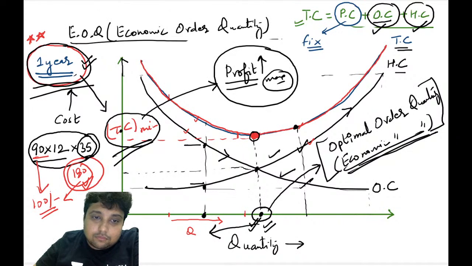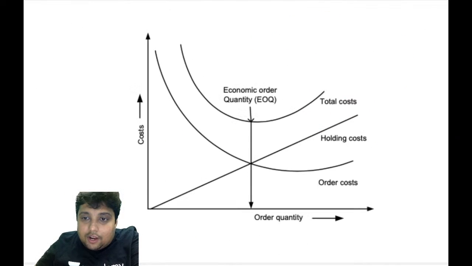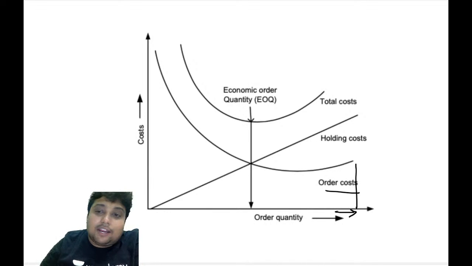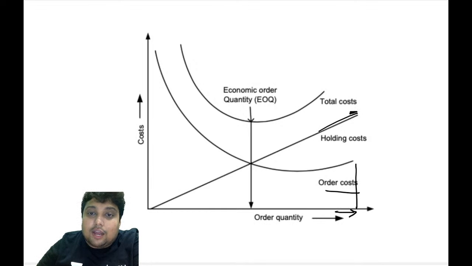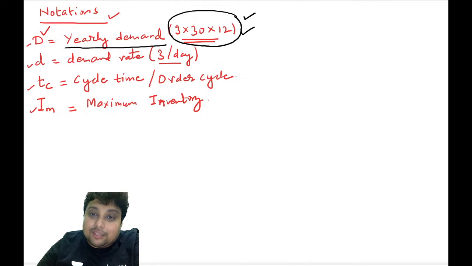That the ordering cost will decrease if we increase the quantity. एक बार मैं ज्यादा मंगा लूंगा तो ordering cost गिर जाएगा. The holding cost will increase if I order a lot of quantity at once.